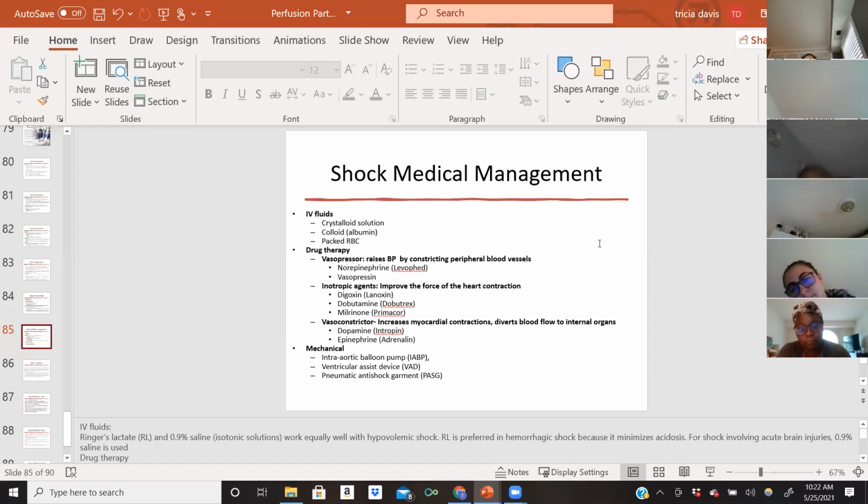And then sometimes we need to do mechanical management. So these patients are going to be in the ICU. They can do what's called an intra-aortic balloon pump, a ventricular assist device, or a pneumatic anti-shock garment. You can read more about these in your book.